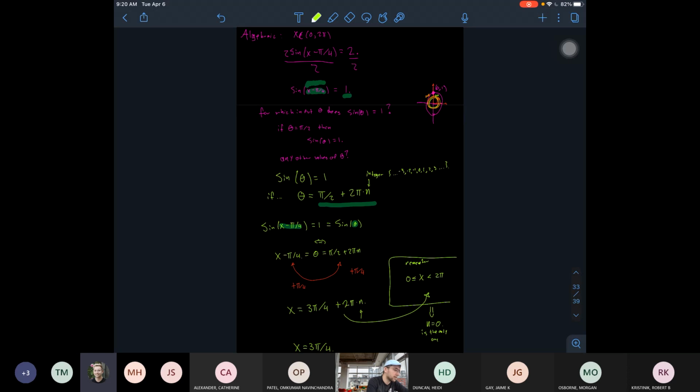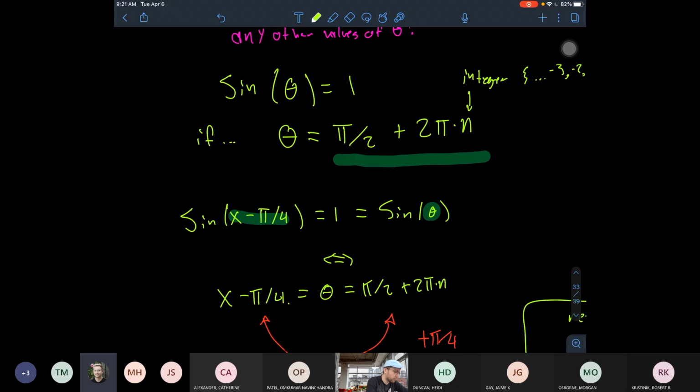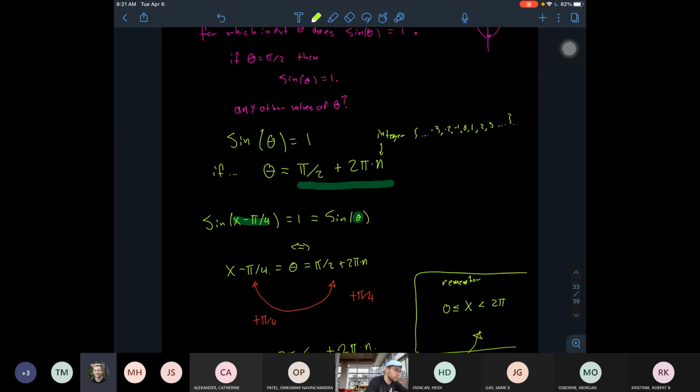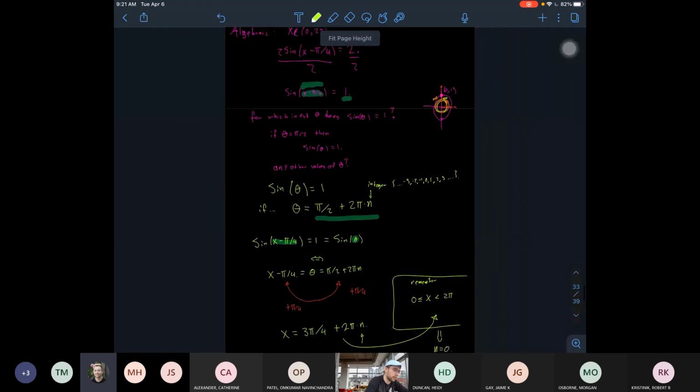Okay, so when does the sine function take value 1? What input causes that to be true? And then we use the periodicity to find basically all values of theta such that sine of theta is equal to 1. And then we just said, well, if sine of x minus pi over 4 is going to be equal to 1, then the input x minus pi over 4 should be an input theta, which causes this to be true. So we just equate the angles.